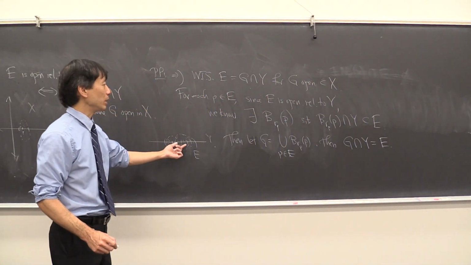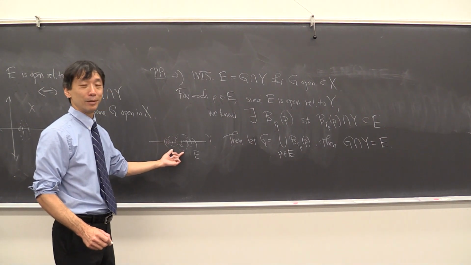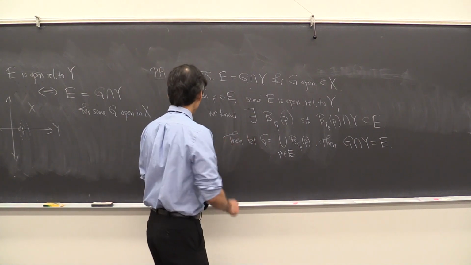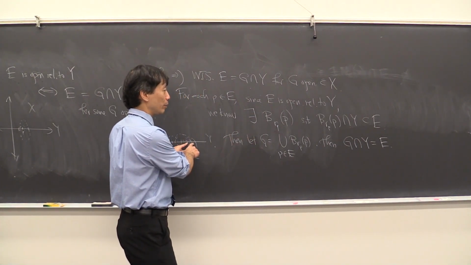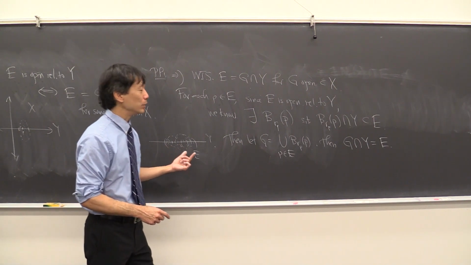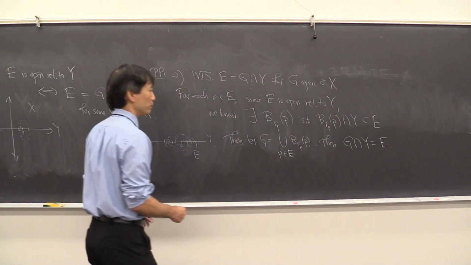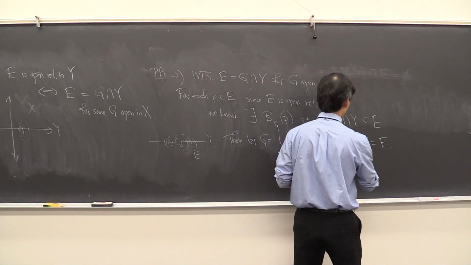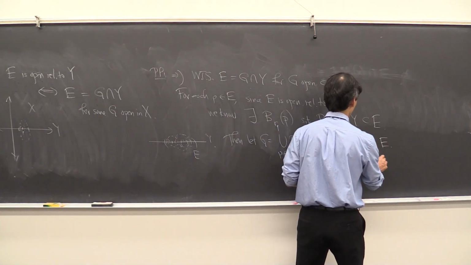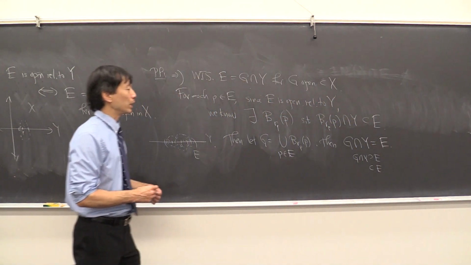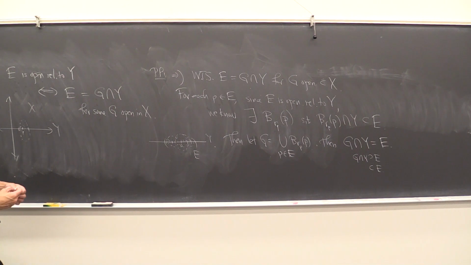Because it definitely contains E, and it's definitely contained in E, because every one of these balls, when you intersect it with Y, is contained in E. I'm not going to spell that out, but you see that it definitely contains E and is also contained in E. Okay, so that's the forward direction.